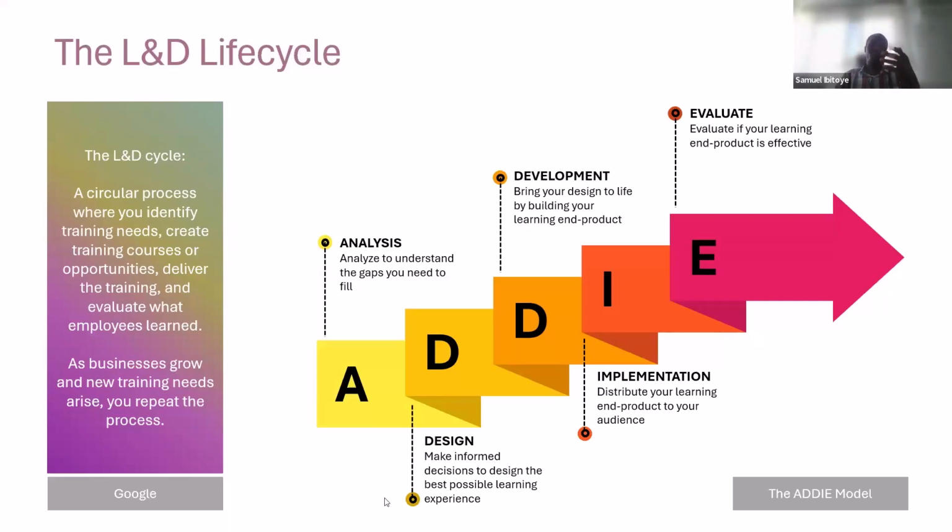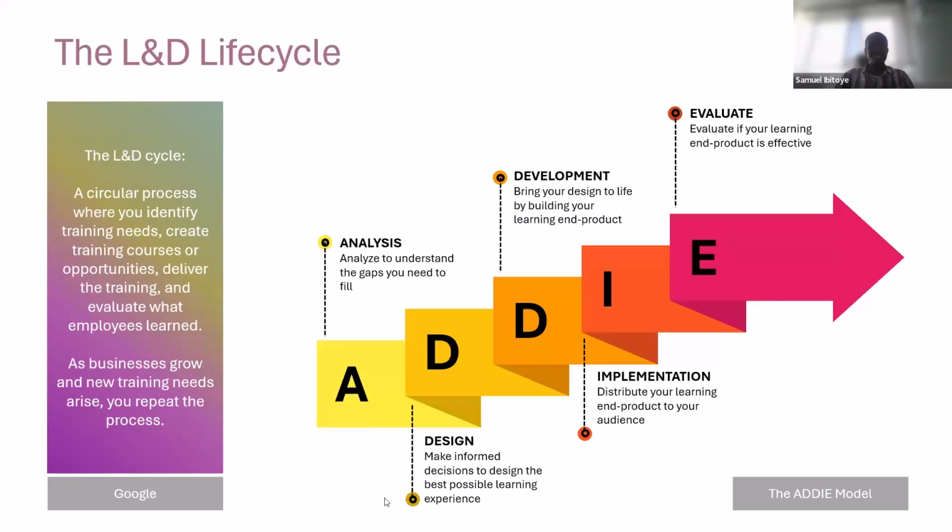Then, when the training course is ready, we go on to implement it. We go on to deliver the training. That is implementation. You distribute the learning end product to the audience, and it doesn't end there. The final thing in the ADDIE model is evaluate, where you evaluate if the learning intervention has actually been effective. So you see that this is quite parallel, very similar to the L&D lifecycle as presented by Google.